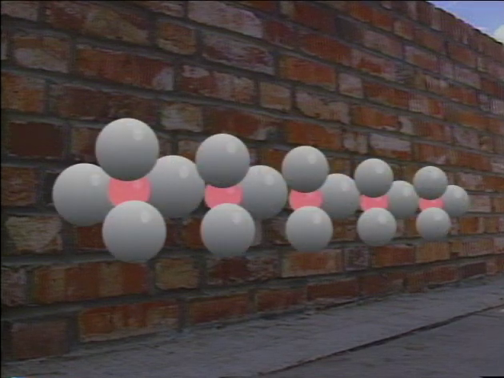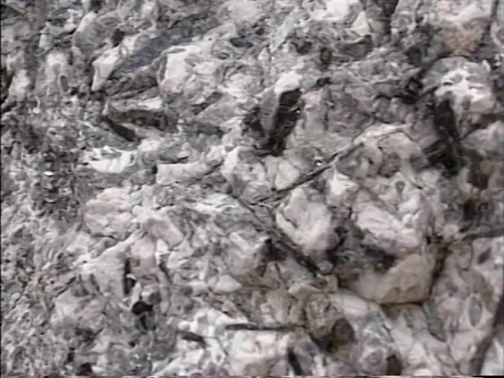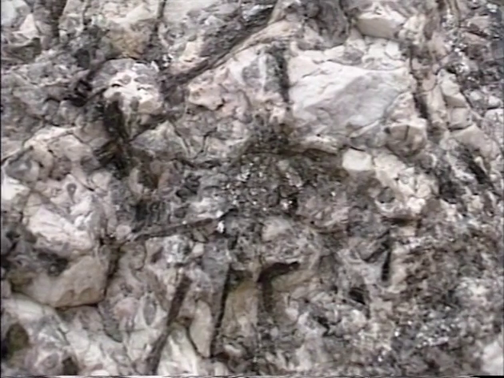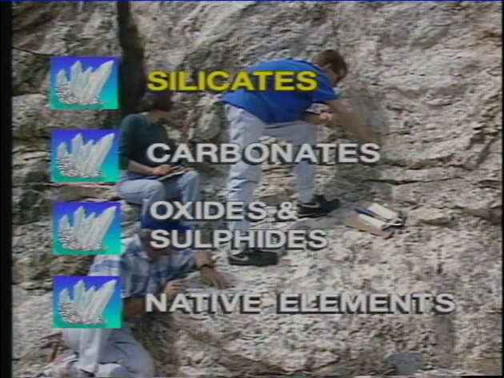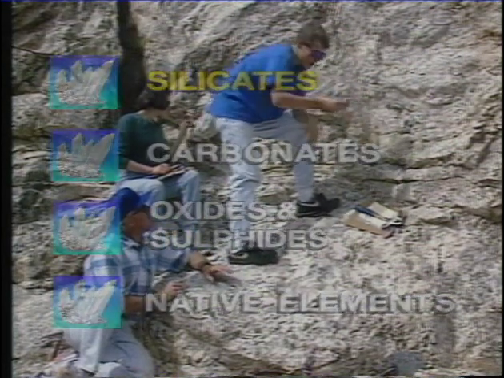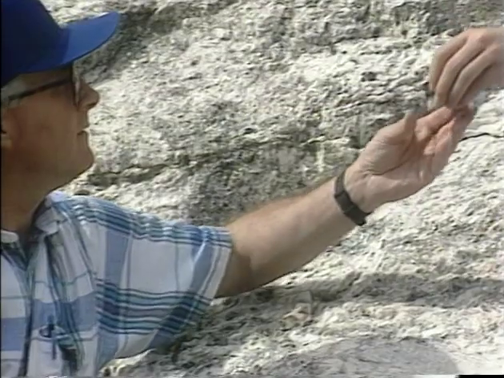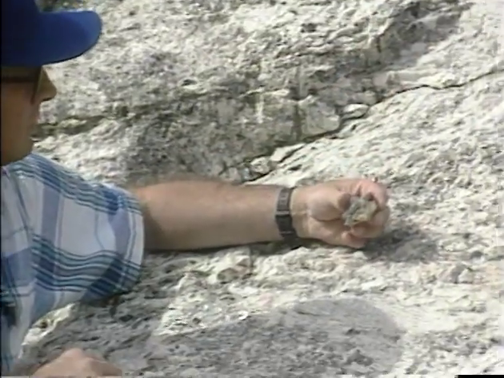The silicon-oxygen tetrahedron combines with other tetrahedra by sharing oxygen atoms, and may often combine with one or more other elements to form the silicate minerals. Let's take a closer look. By seeing how silicon-oxygen tetrahedra are linked together, we can group silicate minerals according to their internal structure.